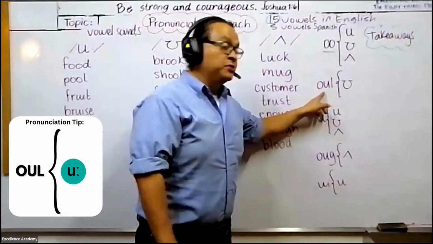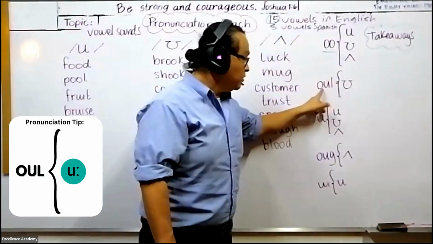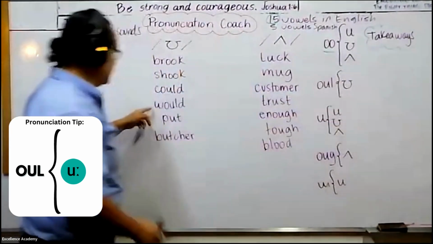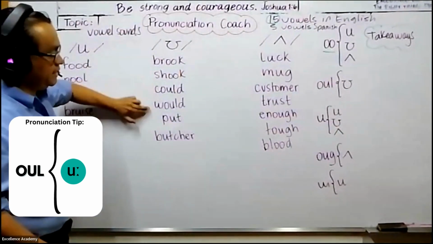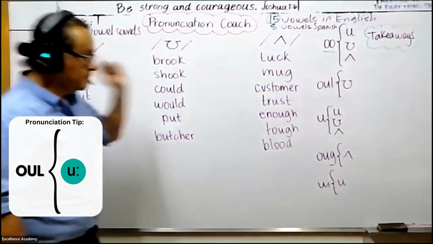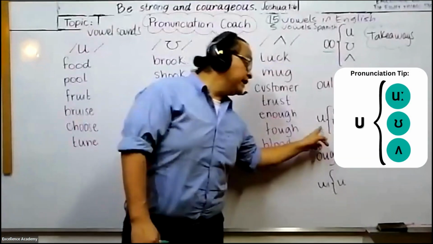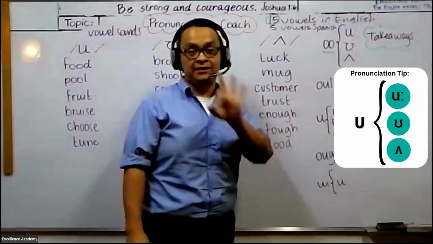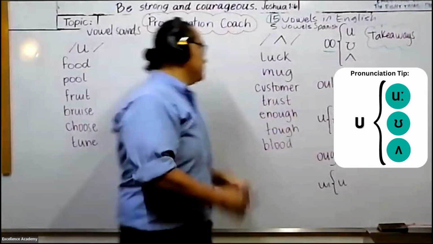Other spelling patterns that you want to focus on is when you have the O-U-L, you're going to have the sound, for example, like in could and in would. Sometimes the letter U in English is not just going to have one sound like in Spanish, it's going to have actually 3 sounds. So let's take a look at some examples here.